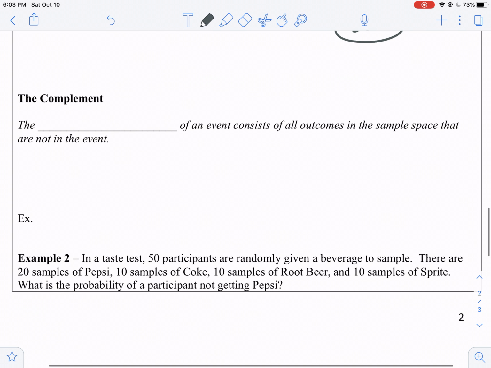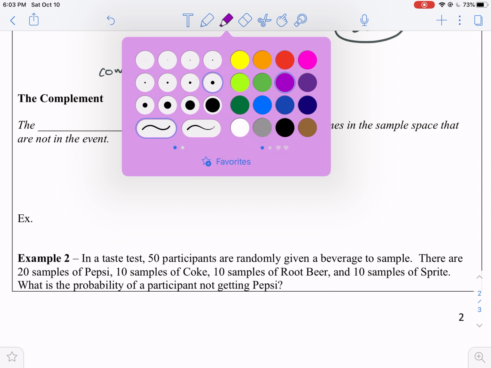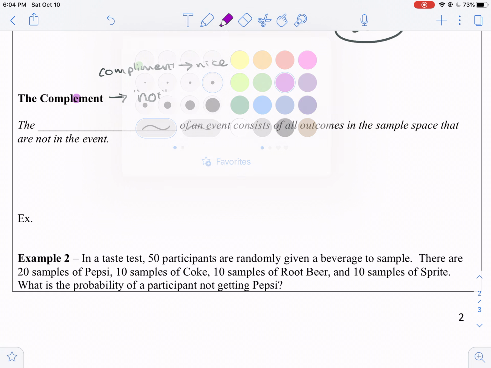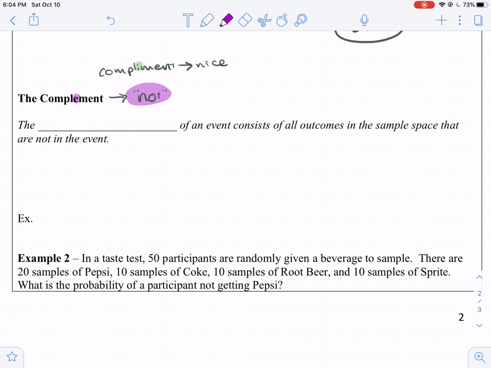Alright, the complement is different from compliment with an I, which is when you say something nice to somebody, which you should do, and that is a good thing to do. However, complement with an E is a "not" thing. That's when something does not happen. So we say the complement, I'm not going to rewrite it: the complement of an event is all the outcomes in the sample space that are not in the event.